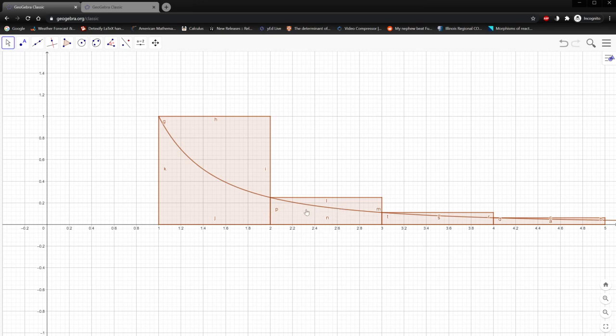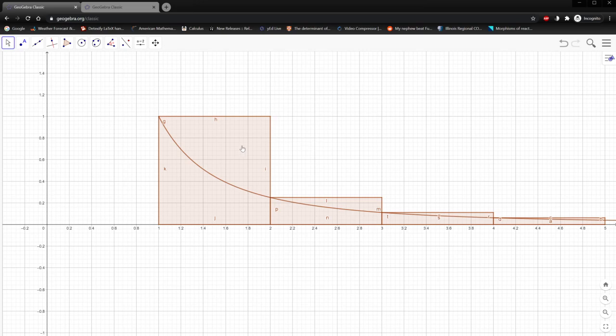So this area represents the second term in the series. Similarly, here we have a base of 1. We have a height of 1 over 3 squared. So this is the third term of the series. This is the fourth term of the series. And you can keep on going forever.